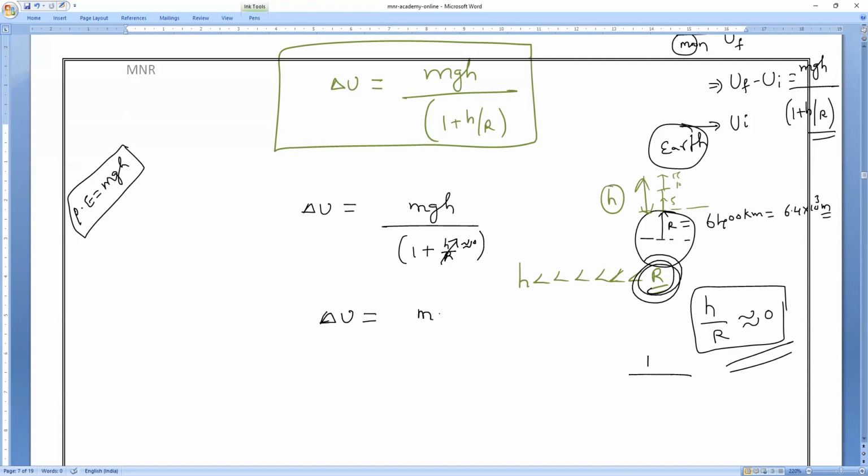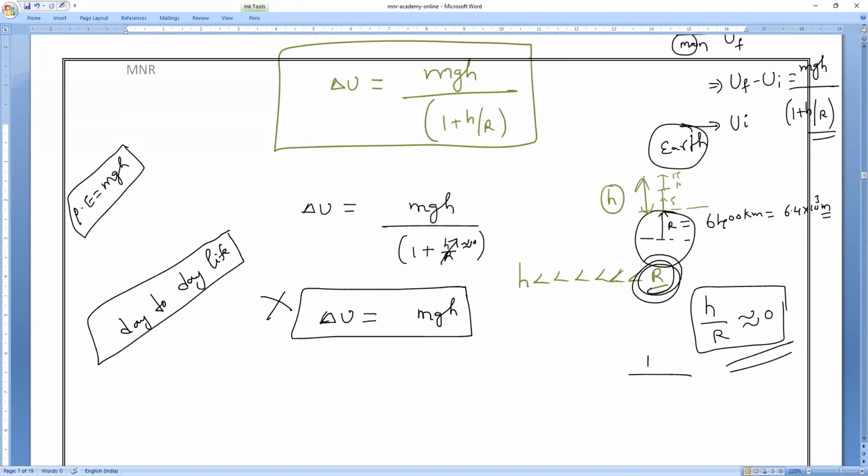So what is the formula? Change in potential energy equals, anybody can tell? mgh. But this is not true every time, only for our day-to-day life, because we never go very far, maybe hardly 1, 2, 3, 4 kilometers, 10 or 20 kilometers maximum, less than 50 kilometers. So definitely h by r is extremely smaller.